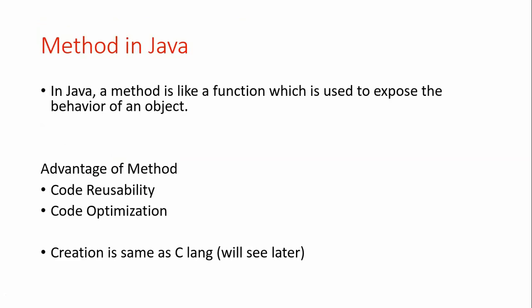So what about methods in Java? A method is just like a function, or functionality, or behavior. If you want to perform some action, that can be represented in the form of a method.